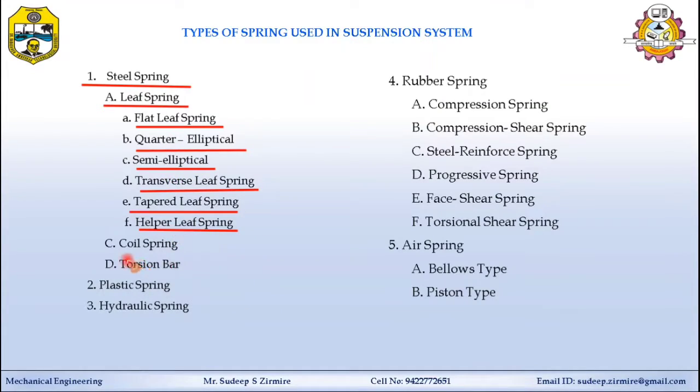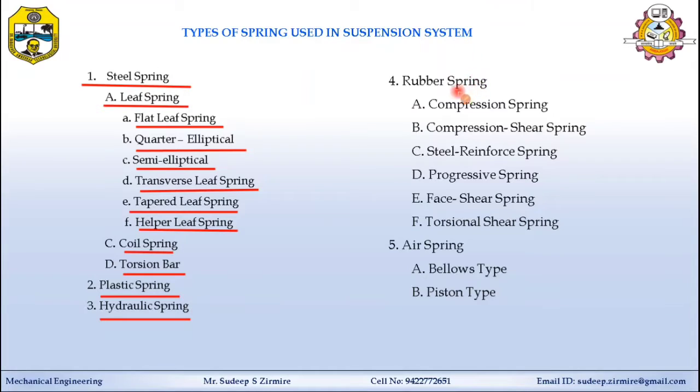Then another type of steel spring is the coil spring, that we are going to learn, and the torsion bar. The second is the plastic spring. It is generally used for toys, toy vehicles. And the third one is the hydraulic spring, which means the spring is operated through a hydraulic arrangement, or hydraulic fluid is filled inside these springs, and it provides cushioning with more comfort.